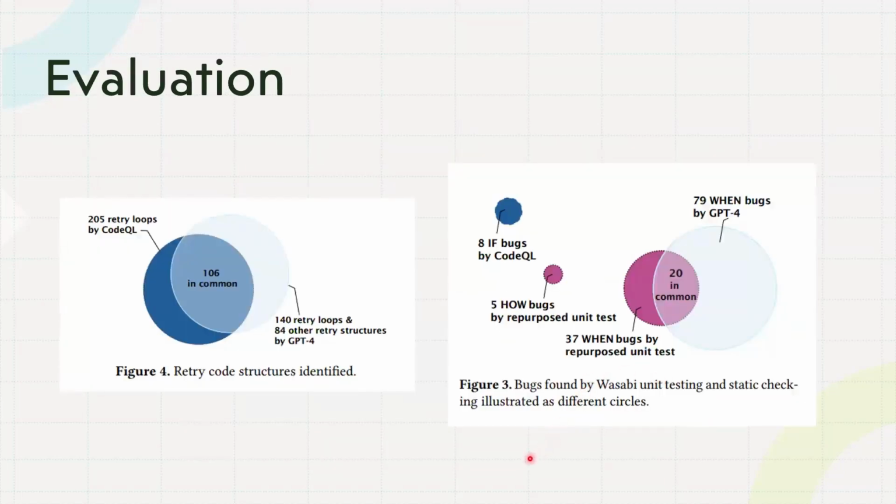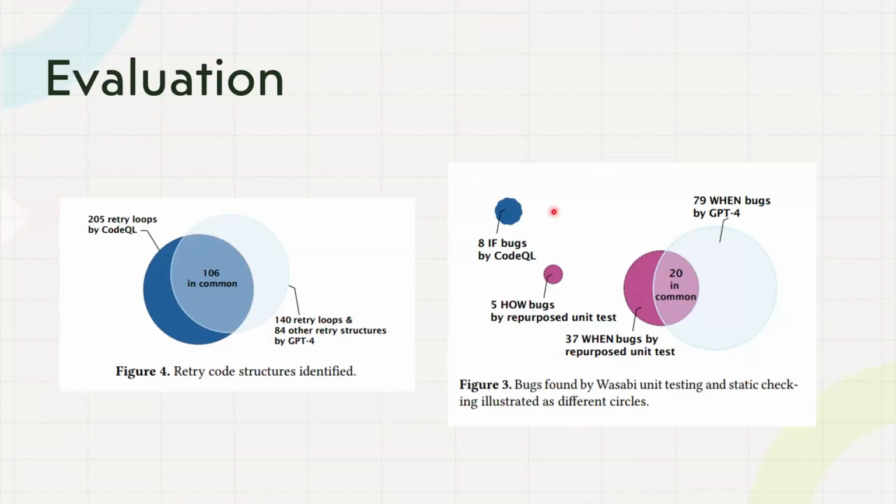In total, among the 8 systems they tested, they found 205 retry locations, and 140 retry locations with 84 other retries identified by GPT-4. Out of them, around 100 were retry bugs found at different locations. I think so. That's about this paper.